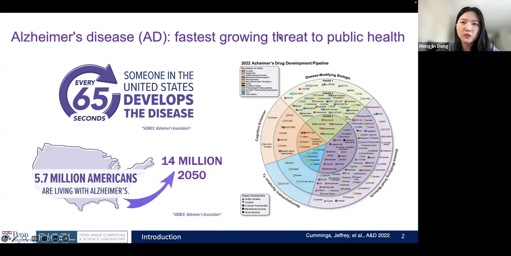Alzheimer's disease is one of the fastest growing threats to public health. As estimated by NIH, every 65 seconds someone in the United States will be diagnosed with Alzheimer's disease. And the number of AD cases will grow tremendously from 5.7 million currently to maybe 14 million by the middle of the century. Currently, a lot of clinical trials are being developed for Alzheimer's disease treatment, and we can see there are plenty of phase 1, 2, and 3 clinical trials approaching treatment from different perspectives.